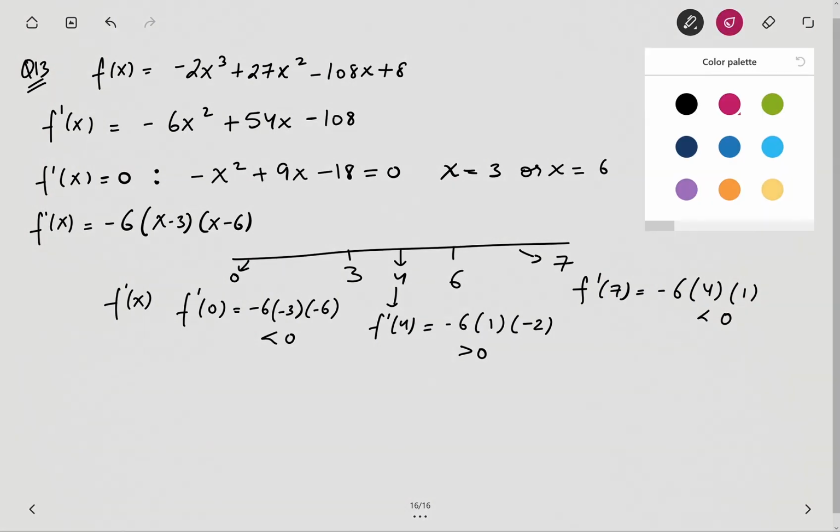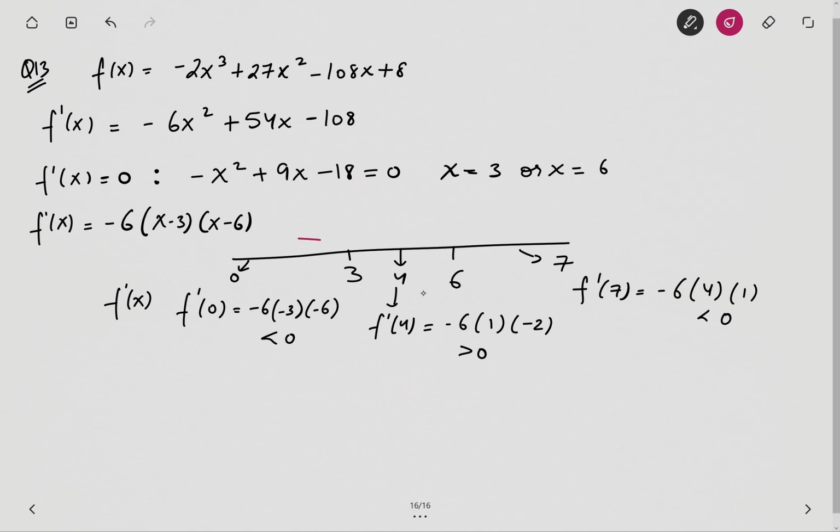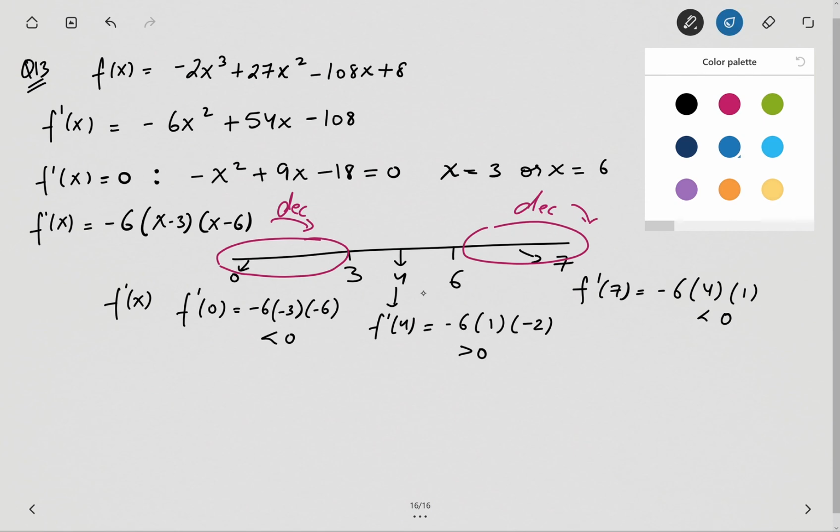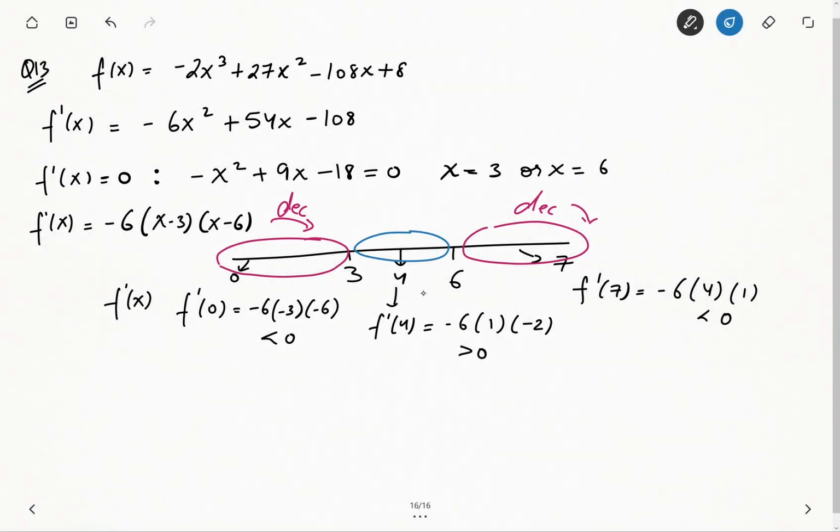So now, change the colors. What you can say is, in all of this zone, it's decreasing, right? Because the slope is negative. Same here as well. It's decreasing because the slope here is negative. And in between those 2 points, you can see the slope is positive. So it's increasing.